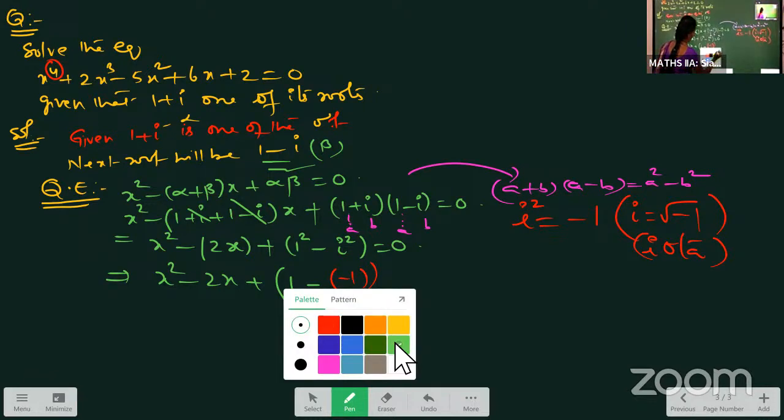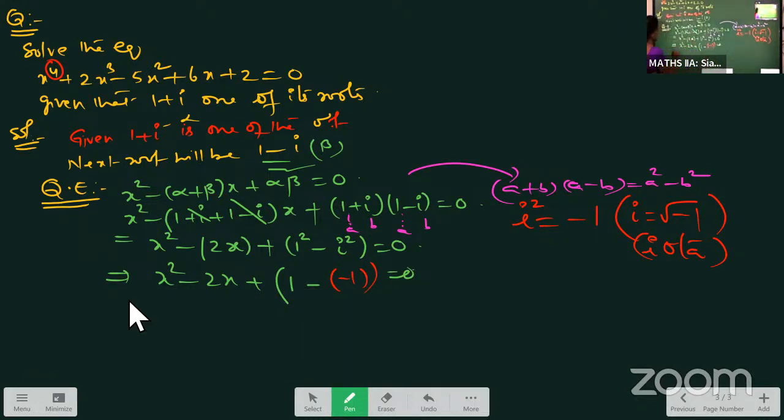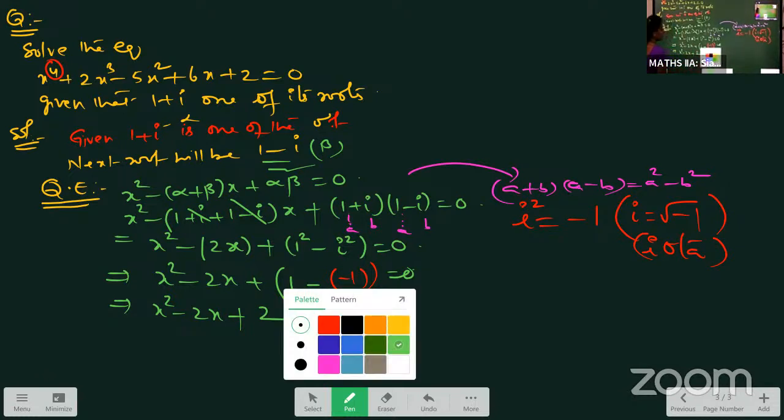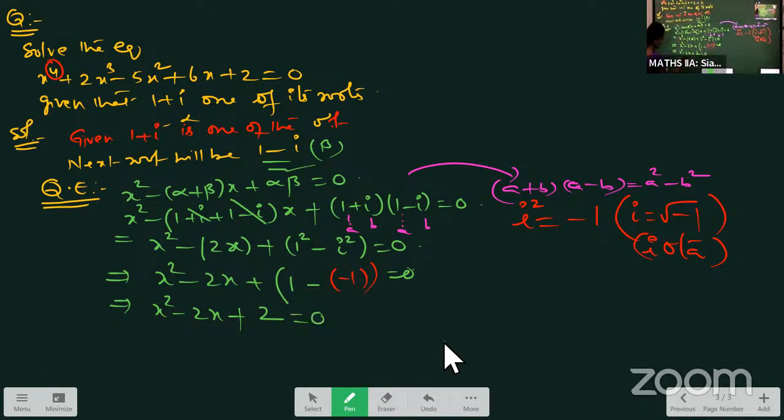Now this is equal to 0. This is x square minus 2x plus 1, minus into minus is plus, 1 plus 1 is 2. Now what to do with that? Now again we should do synthetic division with these numbers. See, here minus 2 is there, you take plus 2. And here plus 2 is there, you take minus 2. That means with opposite signs, we have to do the synthetic division.